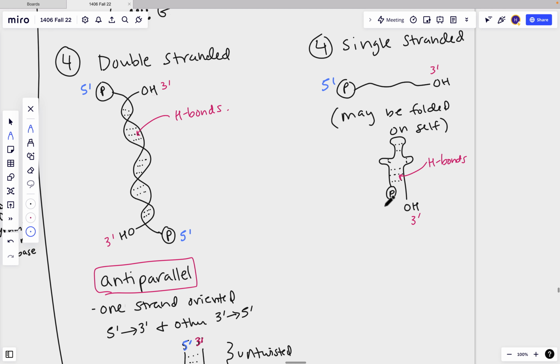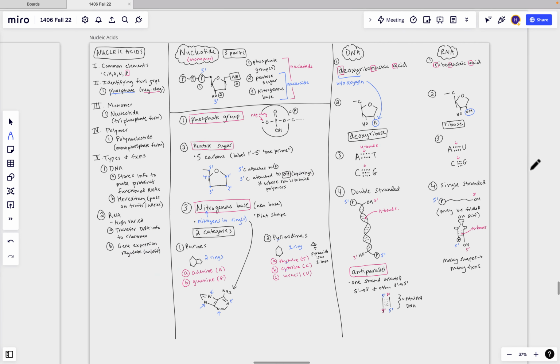Again, 3' 5'. Okay, so this is like an example of a shape. And that means that RNA has many functions because it can be many shapes. Or it might not be folded at all. Those are the basics of what I have to tell you about nucleic acids.